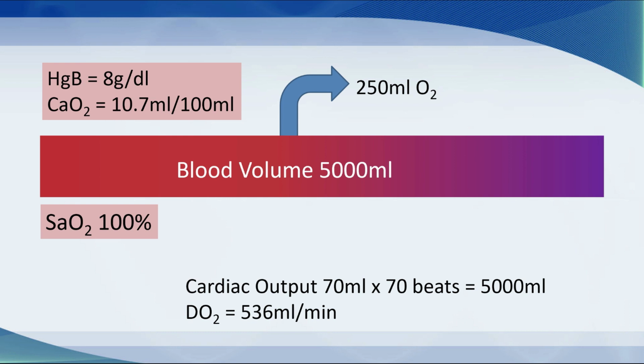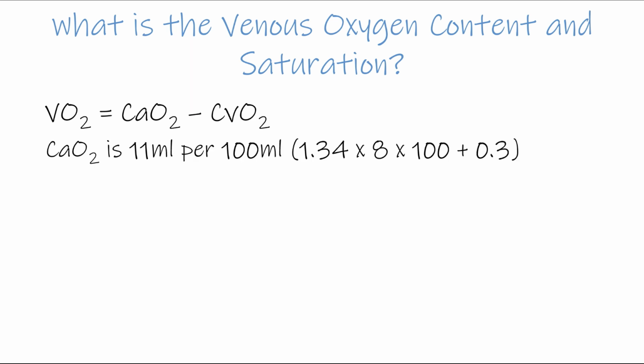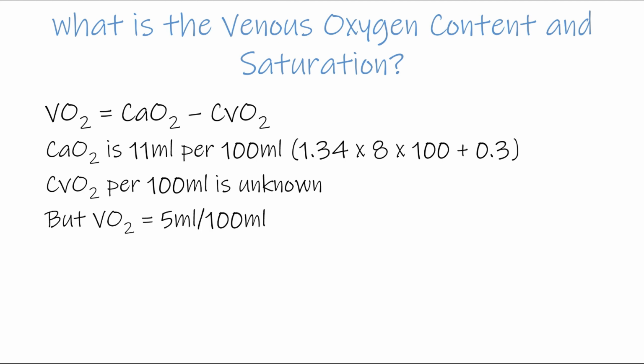So his cardiac output is 5,000 mils, but his oxygen delivery is much lower, 536 mils per minute, as a direct consequence of this low hemoglobin. So how do you figure out what the mixed venous content is, or the mixed venous oxygen saturation is? How do we work this out? VO2 is CaO2 minus CVO2. We know that the arterial content is 11 mils per 100 mils by doing our usual calculation, 1.34 times 8 grams of hemoglobin times 100 plus 0.03. The CVO2 per 100 mils is unknown, but we do know that the oxygen consumption is 5 mils per 100 mils as we've seen before.